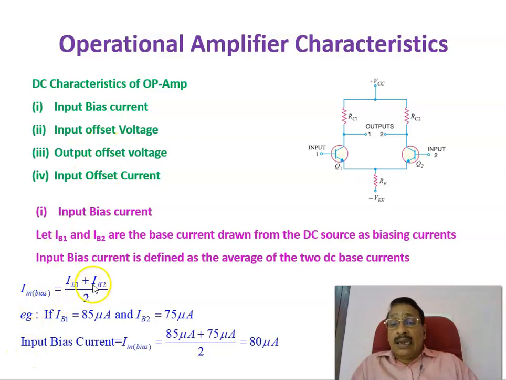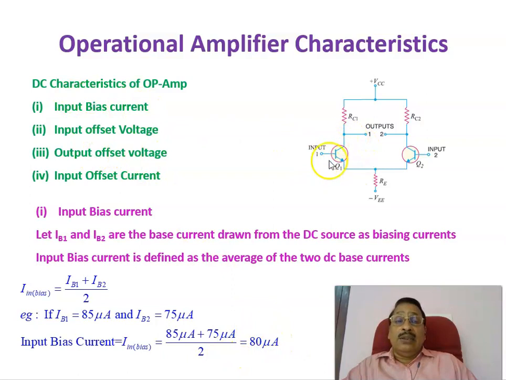So IB1 plus IB2 divided by 2 is the input bias current, IB bias. Here is an example: if IB1 equals 85 microamperes and IB2 equals 75 microamperes, the input bias current equals the average of these two, 85 plus 75 microamperes divided by 2, or 80 microamperes.